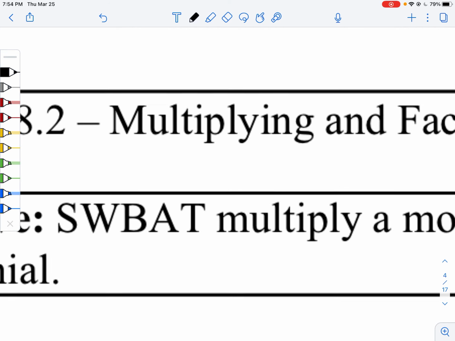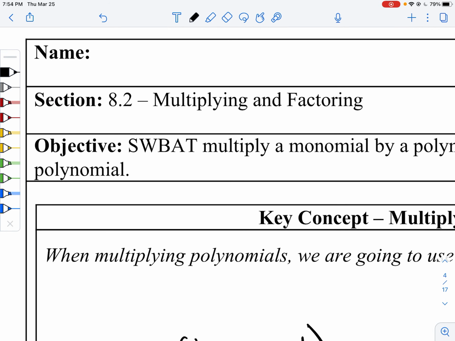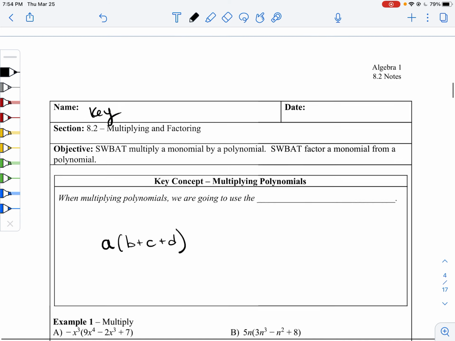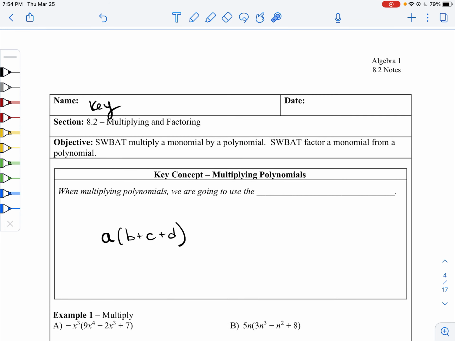Hey guys, welcome to your 8.2 notes on multiplying and factoring. By the end of the day, you'll be able to multiply a monomial by a polynomial, and also to factor a monomial out of a polynomial.